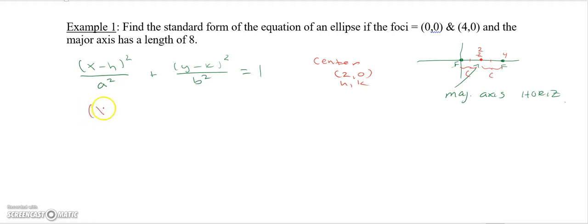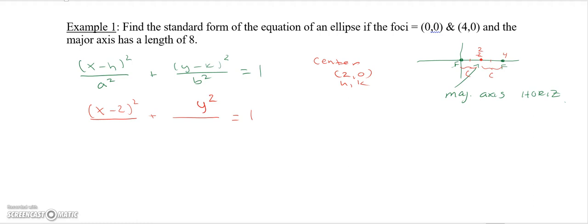So I have x minus 2 squared over something, we'll get back to that, and y minus k, which is 0, squared over something equals 1. Of course, you don't have to write y minus 0. You could just simply write y squared as such. Either way would be acceptable.